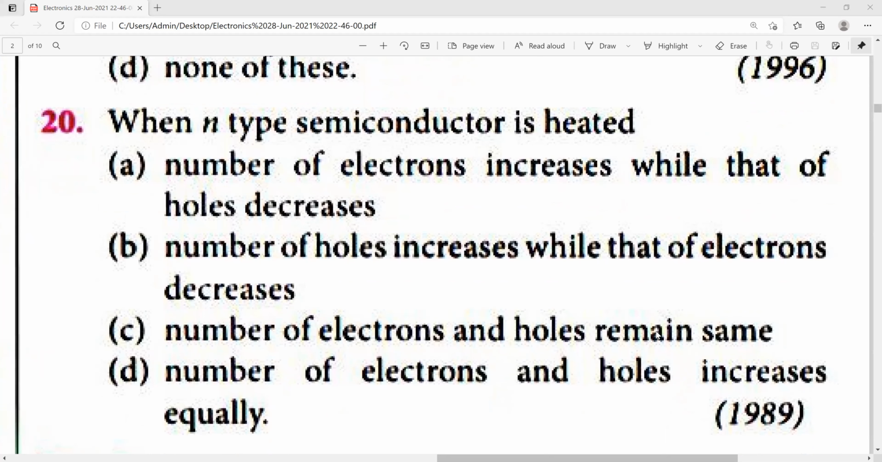Twentieth one: when an n-type semiconductor is heated, first option, the number of electrons increases while that of holes decreases. Second option, the number of holes increases while that of electrons decreases. Third one, the number of electrons and holes remains the same. Fourth one, the number of electrons and holes increases equally. Due to heating, when free electrons are produced, holes are simultaneously produced. Therefore, this one is the right answer.